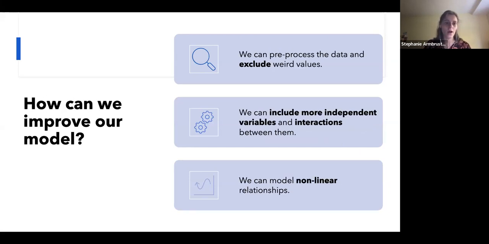So the question is, how could we improve such a model? Well, regarding our outliers, we can just leave them out. We can exclude weird values and weird measurements. Secondly, if we know that our model was a little bit too simplified, we can try to include more variables, and interactions between them, in order to account for a more complex relationship. And lastly, there are many models which model more than just a linear relationship.